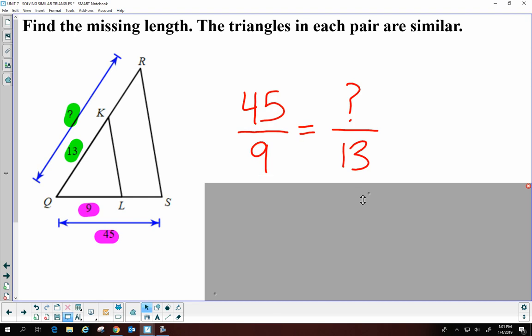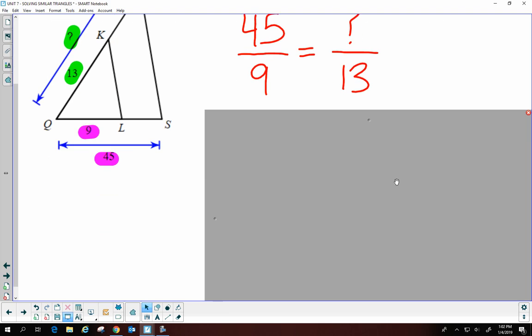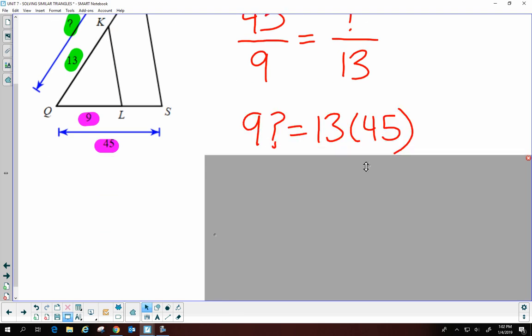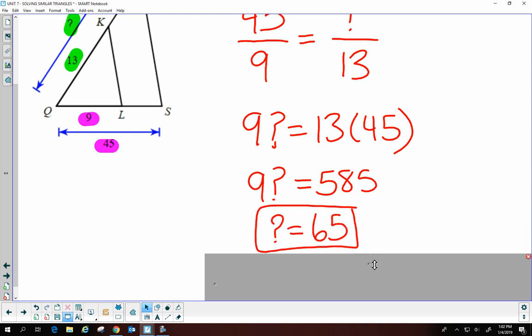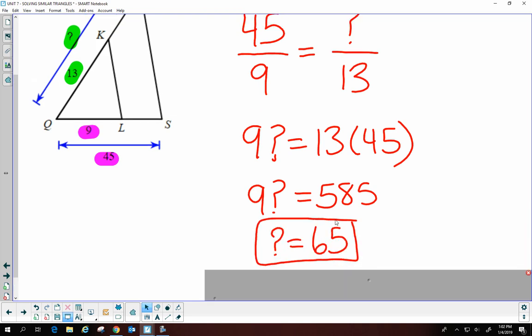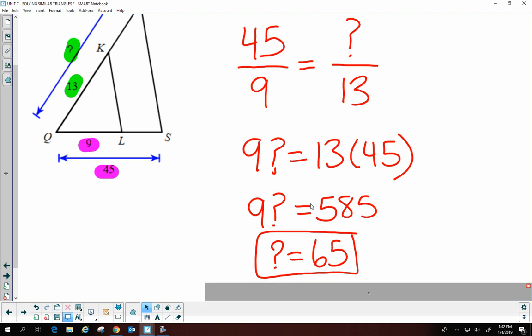And so I wrote 45 over 9 equals question mark over 13. Again, 45 and question mark are both sides in the big triangle QRS. And then we'll just solve the proportion. And we'll find out that that side QR is 65 long.